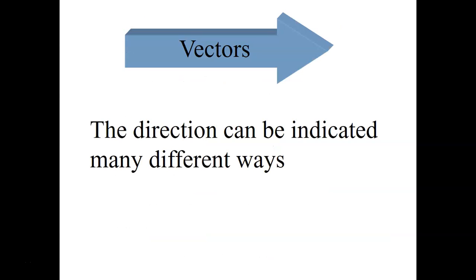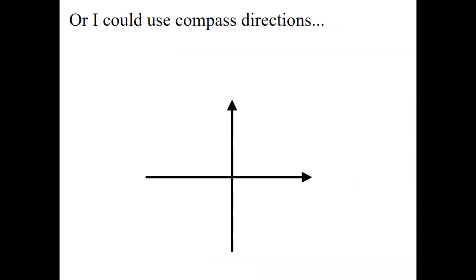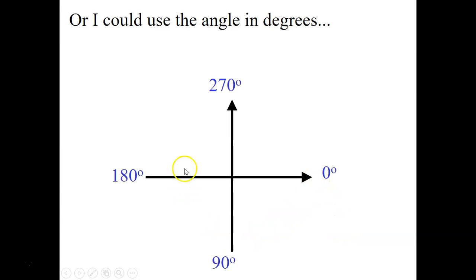So we can represent vectors many different ways. We could talk about the direction as up, down, left, or right. We can use compass directions, never eat soggy waffles, right? North, south, east, west. We can talk about the angle in degrees. We start with 0 degrees and then 90, 180, 270, which we won't use this specific way.